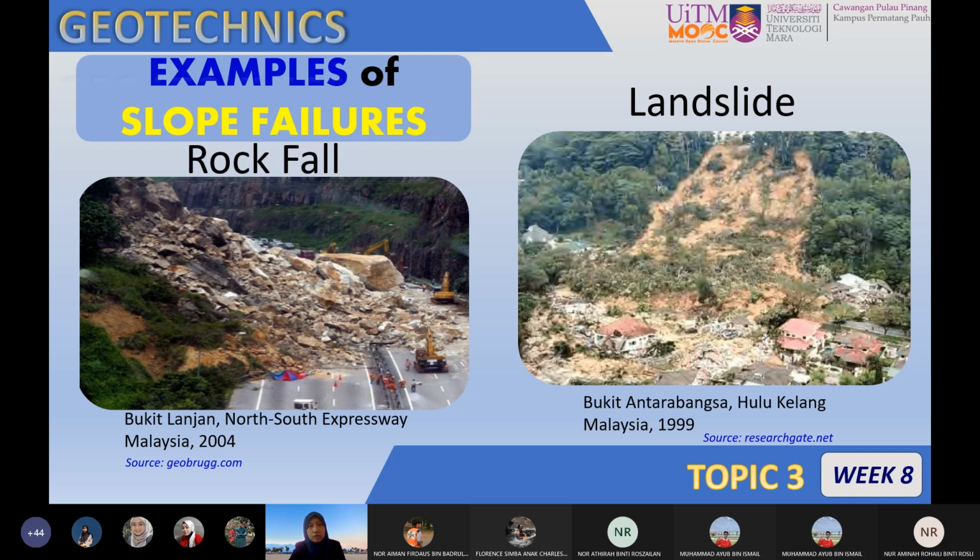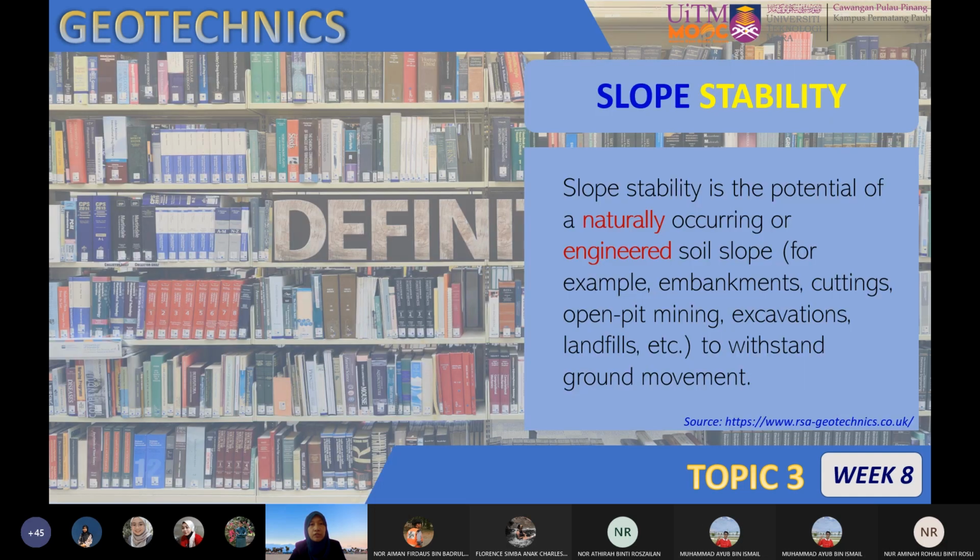If you Google, you might find that these are the two slope failures that happened in Malaysia: the road failure and also the landslide. And the factors that we have to investigate are what is behind the story of the rock failures or the landslides. And the next one is on the definitions.